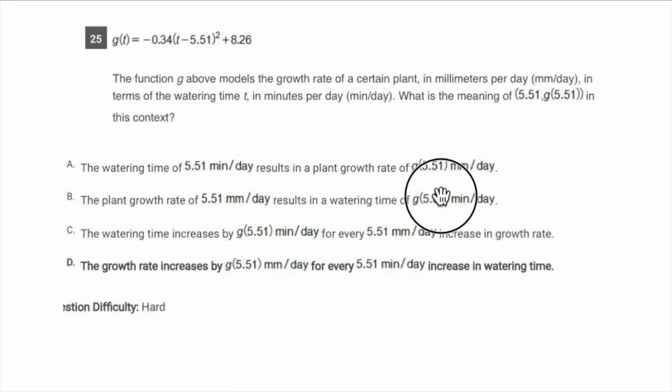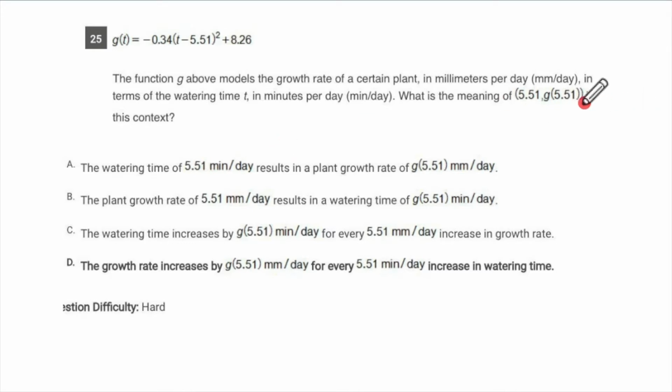So this one says, as people I know, kids I taught, took this SAT, they said there were a lot of function problems on it. So yeah, you're seeing them. So the function g above models the growth rate of a certain plant in millimeters per day in terms of watering time, T, in minutes per day. What is the meaning of g of 5.51 in this context?